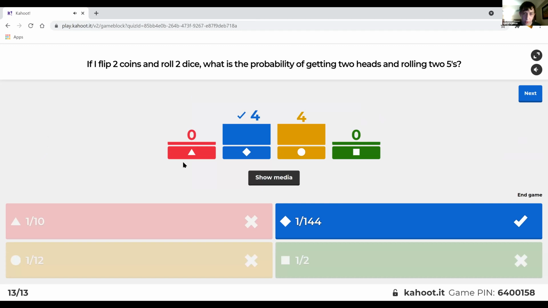Yeah, so this one's going to be 1 over 144. We can look at the math for this. The probability of getting 1 heads is 1/2, and then we can multiply by 1/2 again for the second heads. Then the probability of getting 1 5 is 1/6, and the probability of another 5 is times 1/6. So it's going to be 1/2 times 1/2 times 1/6 times 1/6, and that's going to be 1 over 144.